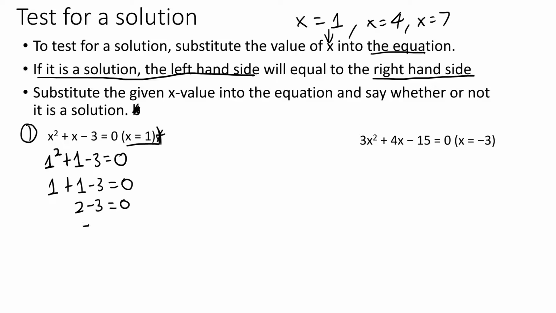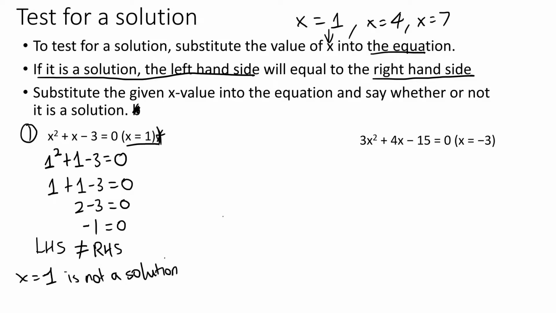2 minus 3 is minus 1. Left-hand side does not equal the right-hand side. So x equals 1 is not a solution. So x equals 1 is not an answer.